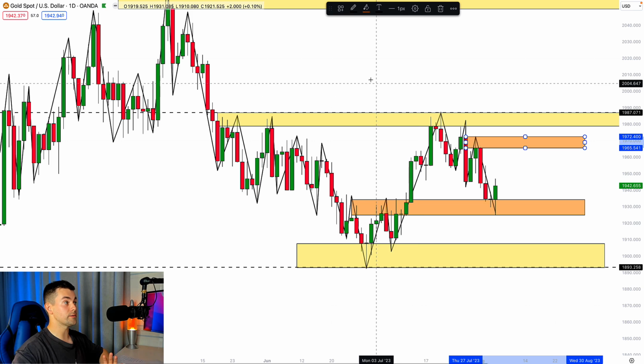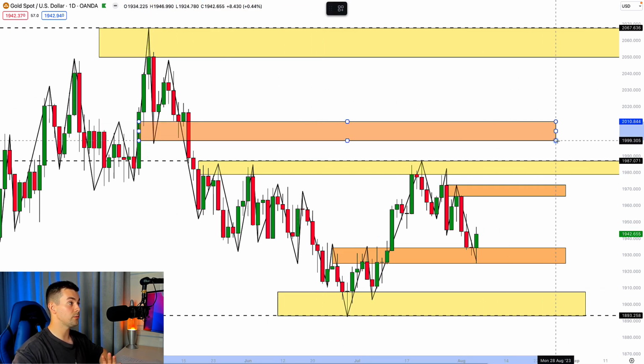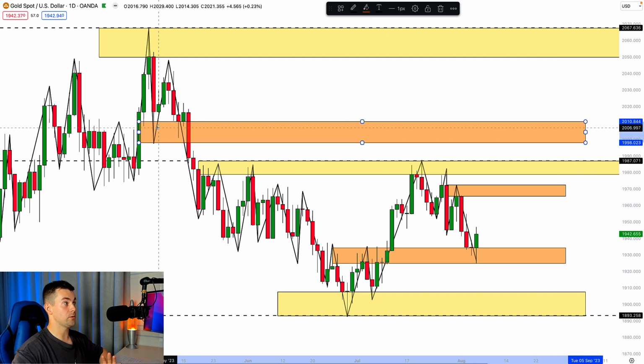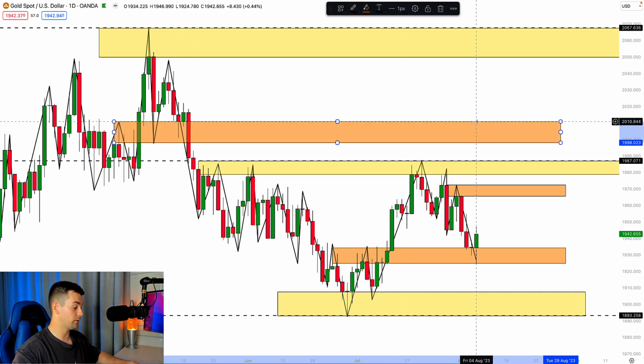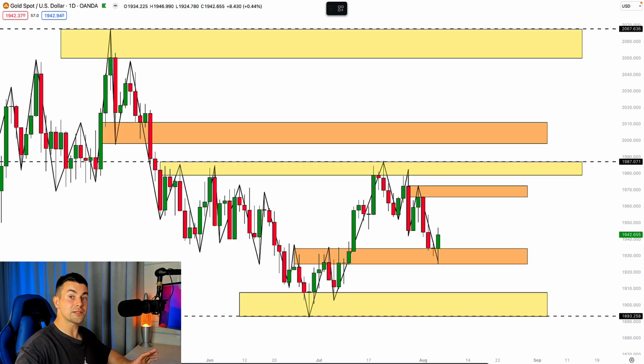Now if we zoom out the chart, we can also spot important supply zone right here. So you can see that in the past it was a very important zone of demand, and after the breakout, of course, it turned into the supply zone, so we also should take that into consideration. And the last horizontal resistance that I see is over here.